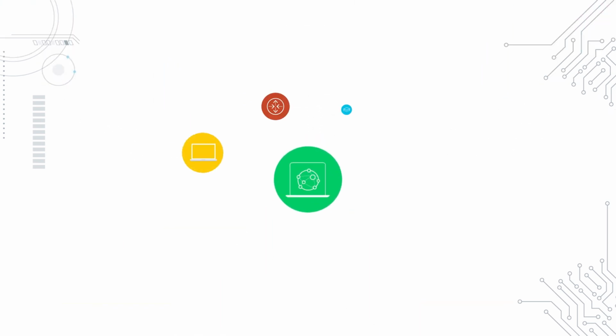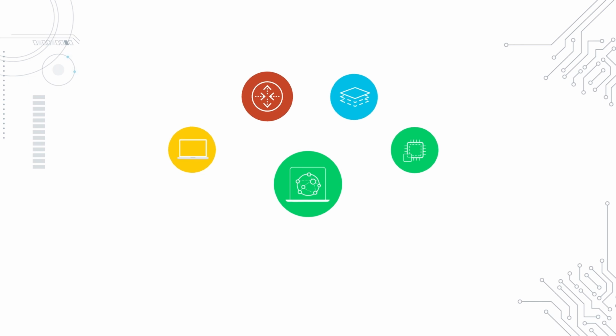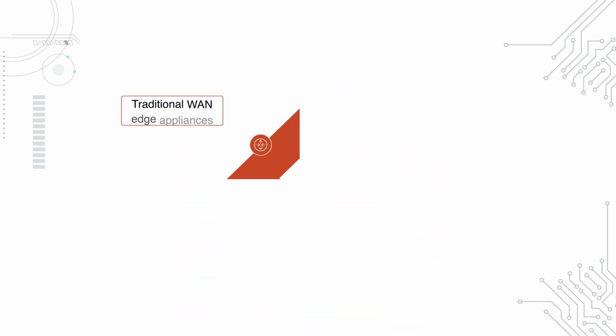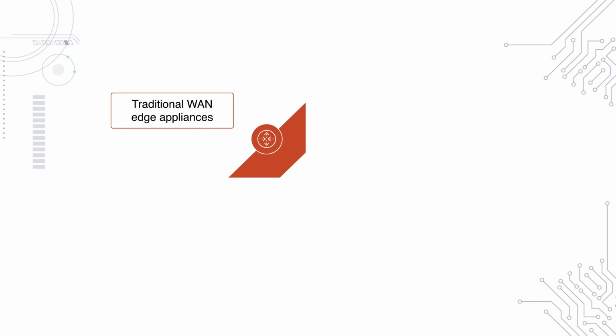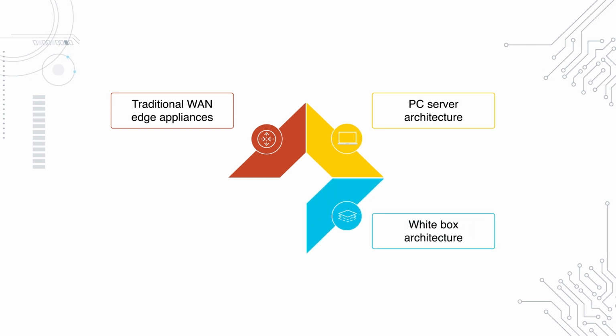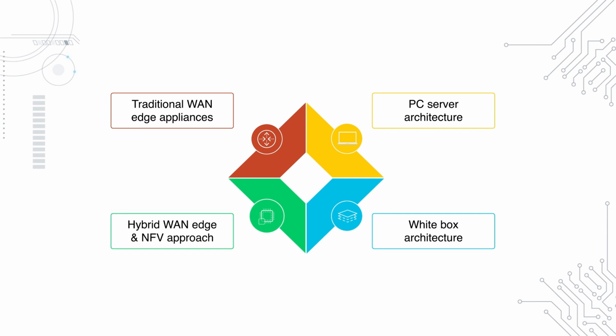There are also several variations on SD-WAN appliance configurations and infrastructure setups. Traditional WAN edge hardware. Traditional WAN edge appliances are dedicated hardware devices installed at branch offices, headquarters, or data centers. PC server architecture. In this model, virtual SD-WAN appliances run on standard PC servers. White box architecture. White box architecture uses universal customer premises equipment, or virtual CPE. There's also the hybrid approach, which combines traditional WAN edge appliances with network functions virtualization.